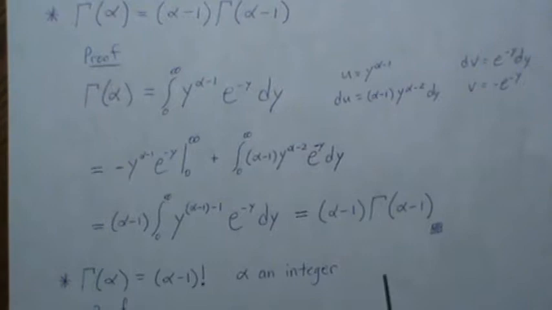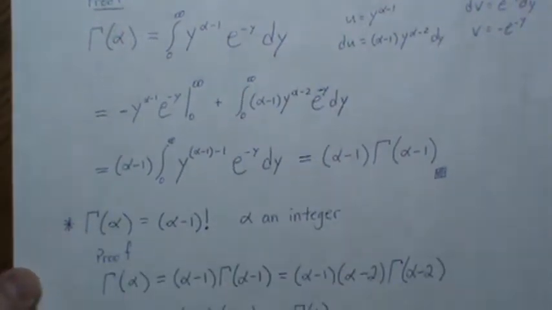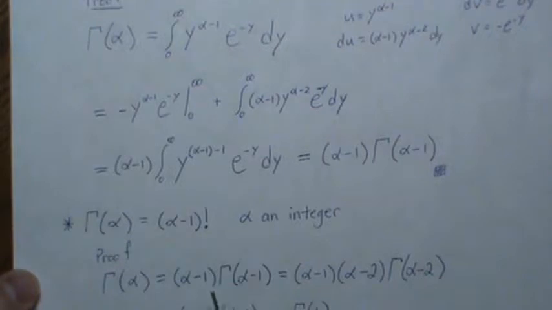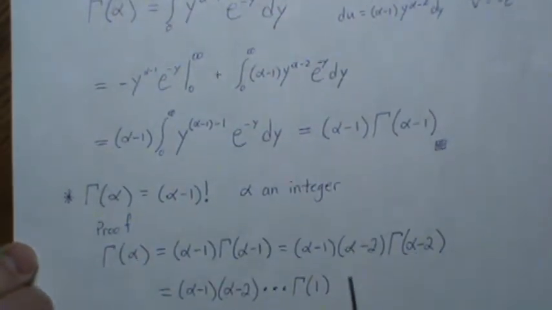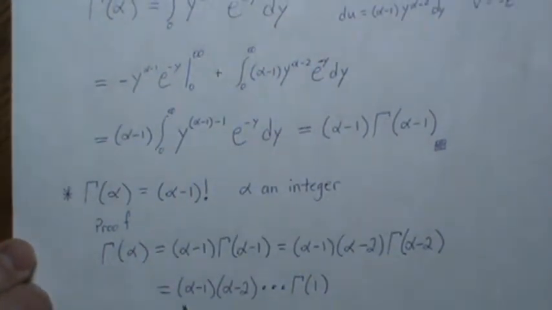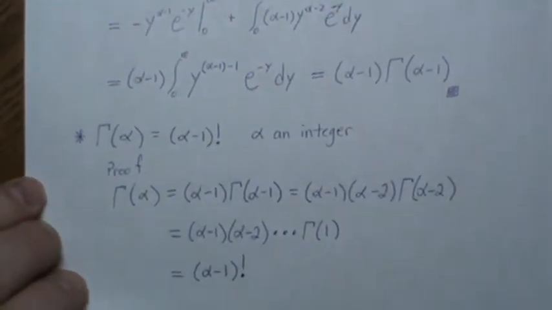Okay. Now, why is that useful? Well, when alpha is an integer, then gamma of alpha just becomes alpha minus 1 factorial. And a quick little proof of that is we know that this relationship holds. We just showed it. And then we can repeat this again, and we can keep repeating it until it becomes gamma of 1, because alpha is an integer and gamma of 1 is 1. So this is the product of these numbers, which is alpha minus 1 factorial.